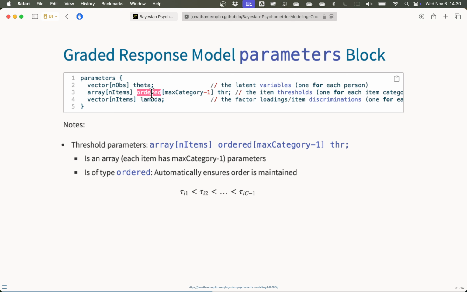This is another convenient feature of Stan. It ensures basically that these thresholds follow the order that you see here, such that the first threshold is less than the second, and so forth. This is critically important for the graded response model to function. Now, the fact that ordered shows up means that for each item now we have maximum number of categories -1. So in our case, 5 categories -1, or 4 ordered thresholds for each item. That's what's happening.